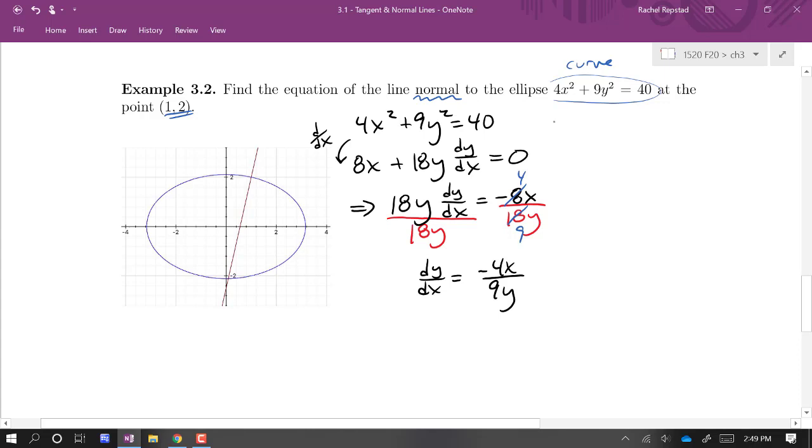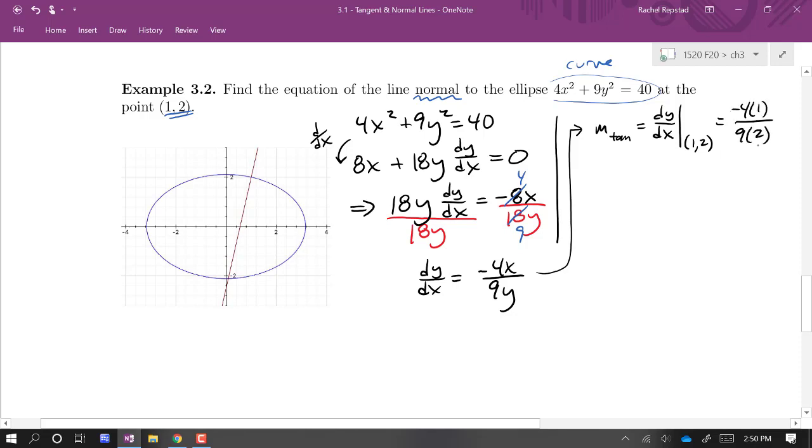So the first thing I'm going to do is find the tangent slope. To find the tangent slope, I'm going to evaluate this derivative at the given point, (1, 2). Notice that because of how the derivative looks, I need both the x and y coordinates this time. So that's negative 4 times 1 over 9 times 2. So our tangent slope is, let's see, 2 goes into 4 twice, negative 2/9.